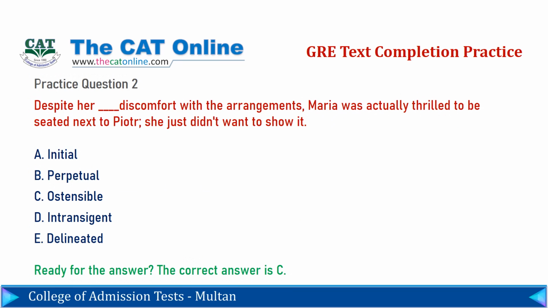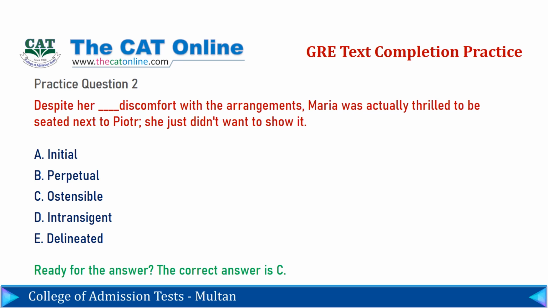Question 2. Ready for the next one? Here you go. Despite her _____ discomfort with the arrangements, Maria was actually thrilled to be seated next to Piotr, she just didn't want to show it. A. Initial. B. Perpetual. C. Ostensible. D. Intransigent. E. Delineated. At least this one only has one blank.